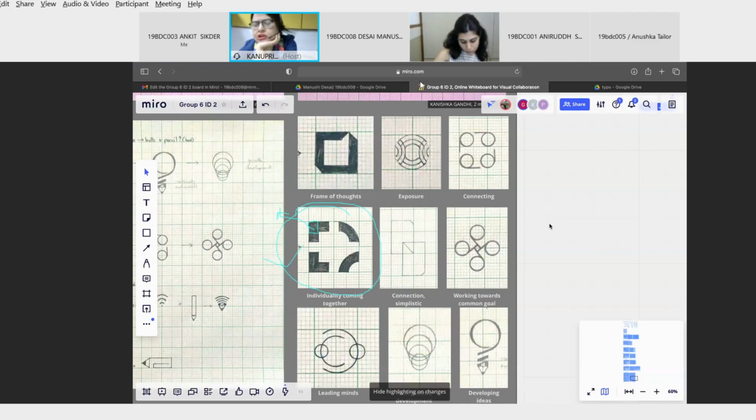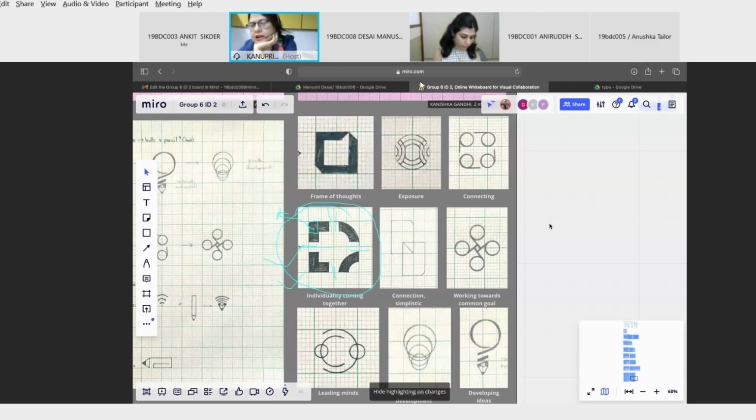So what it essentially does is that one is the concept of individuality, different people coming together, and yet it is creating an interesting form. It gives you a feeling of different pathways, right? You can take any direction. So that is a very strong visual connotation that I can see in this. So this I definitely feel that you should take further.